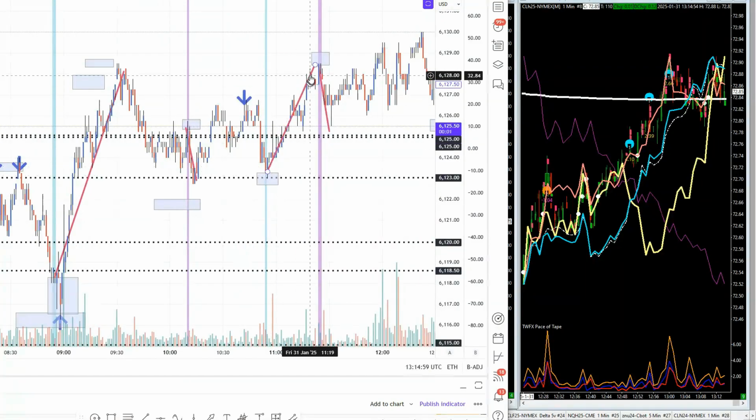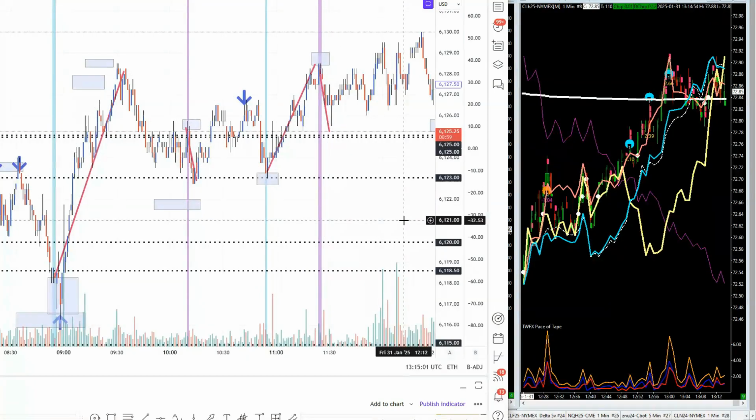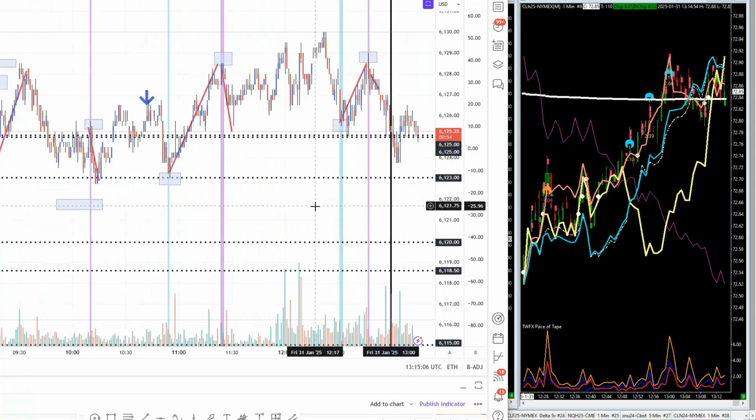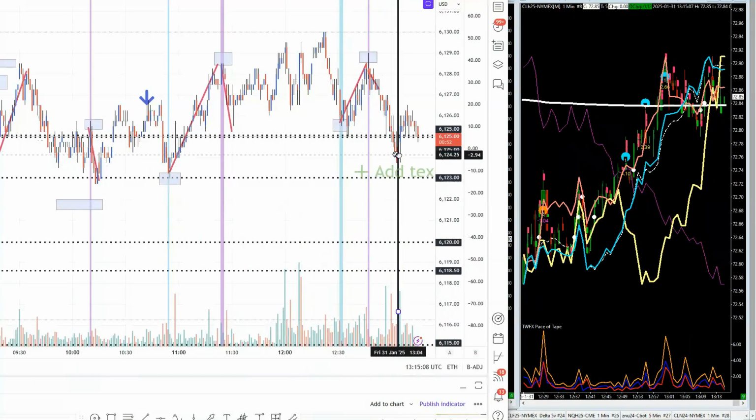Buy trade here, very nice. Sell trade here, pretty good. And buy trade here, made some money. Sell trade here, made some money. And obviously that model is now switching off for the afternoon session.